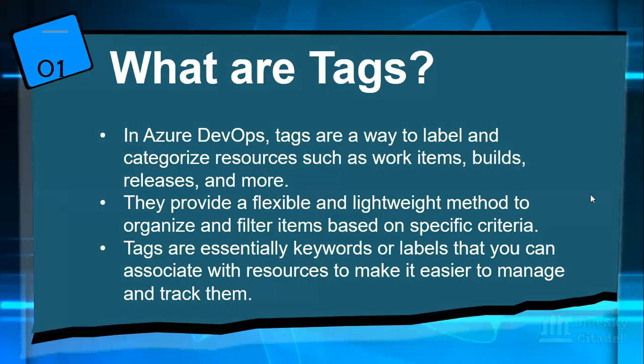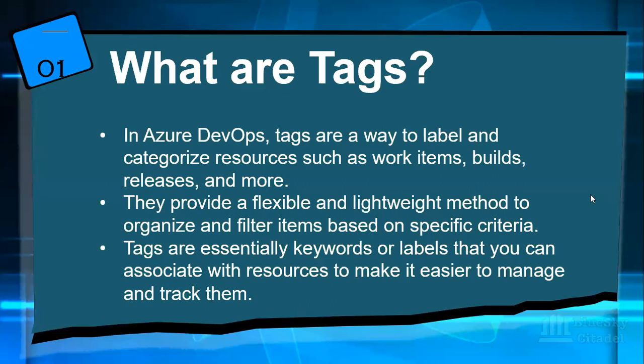So, guys, what are tags? Tags are basically a way you can label and categorize resources such as work items and releases and lots of things within the board. What's really great about them is that they're a very flexible and lightweight method for you to organize and filter your work based on specific criteria. So we'll have a look at the different criteria that you could use and how that will help you. You can see tags as quite similar to a post-it note where you might put certain color codes with certain work items or certain things within the workplace.